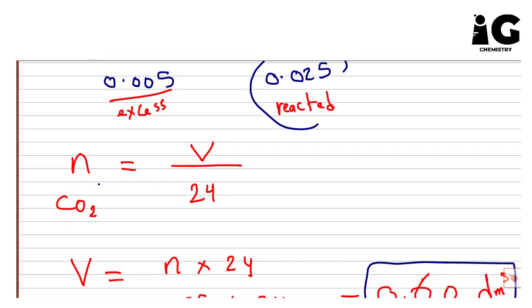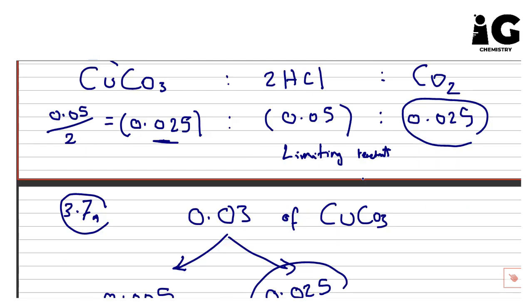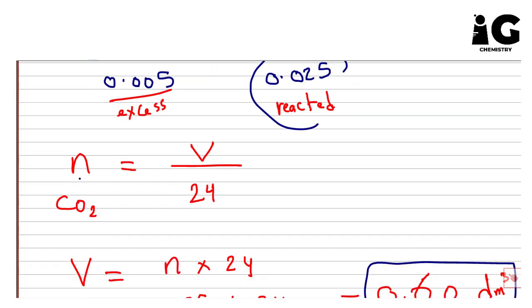Now we can calculate, again regarding the stoichiometry. Because the stoichiometry for copper carbonate is 1, and for carbon dioxide is 1, if 0.025 of copper carbonate reacts, then also 0.025 moles of carbon dioxide gas is going to be produced. This is the number of moles of produced carbon dioxide gas. We have another relation, n equals V over 24. This is how we calculate it, for carbon dioxide gas.